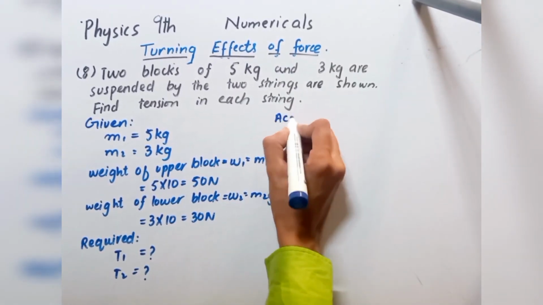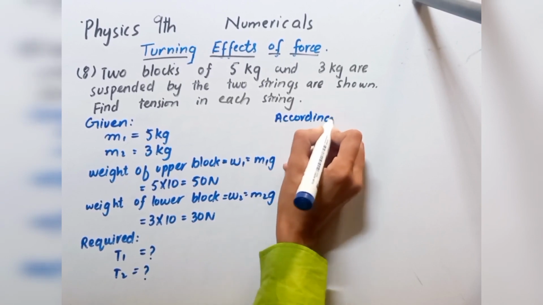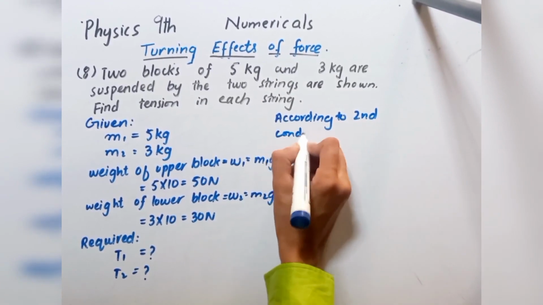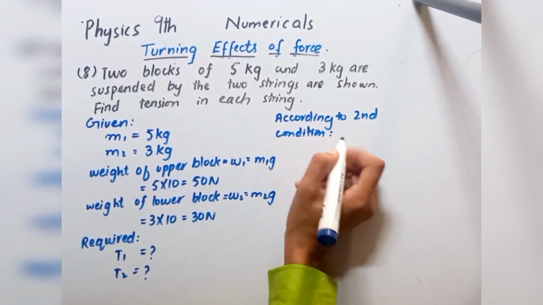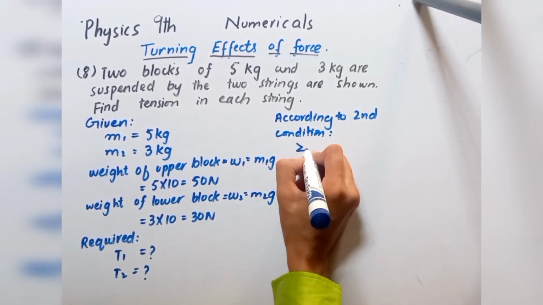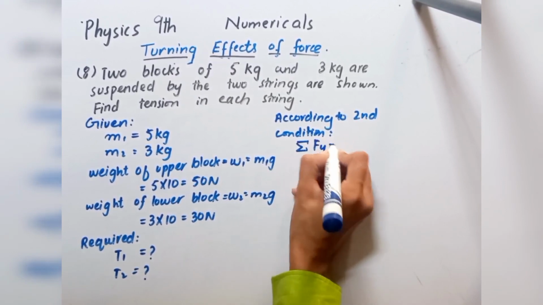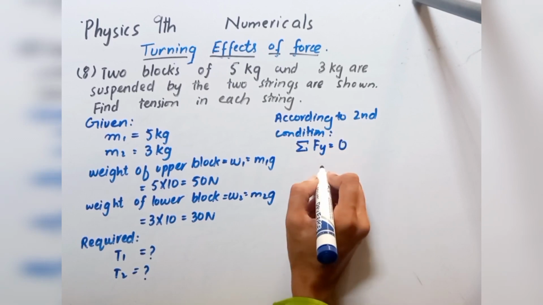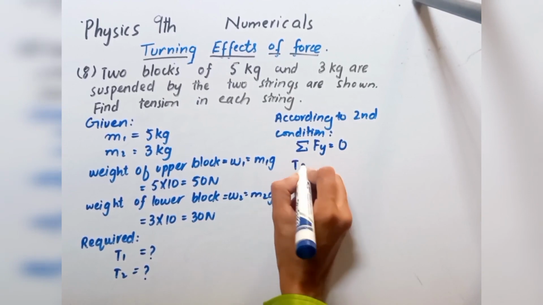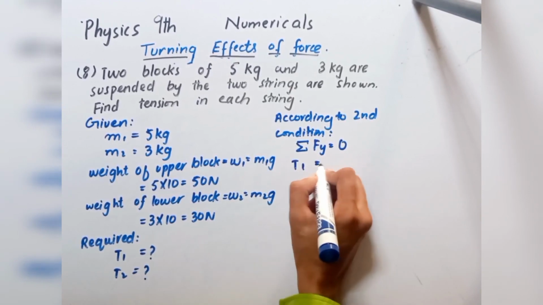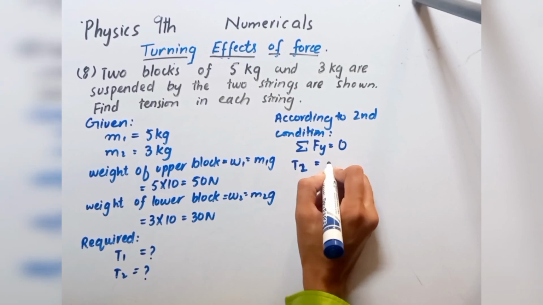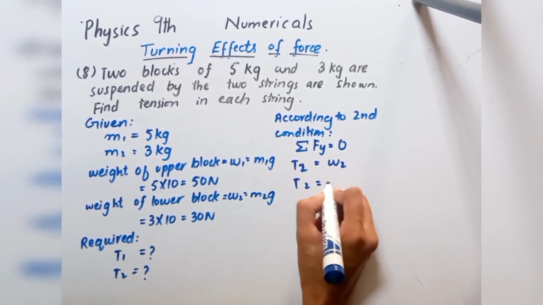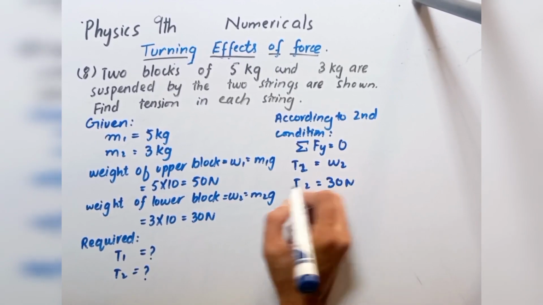So for the solution, according to the second condition of equilibrium, summation F is equal to 0. Therefore, tension in the lower block, which is T2, is equal to the weight of the lower block. And the value of tension in the lower block is 30 Newton.